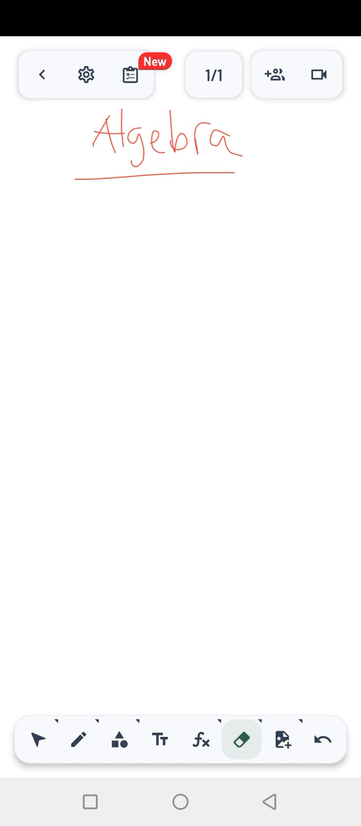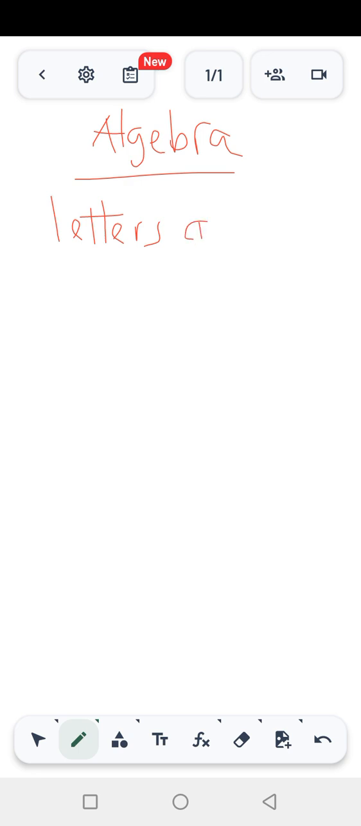Today we are going to deal with algebra. Let me give you the basics of algebra. Algebra is any mathematics having letters and numbers together. So if we have numbers and letters together in an expression or any equation, then that's algebraic.